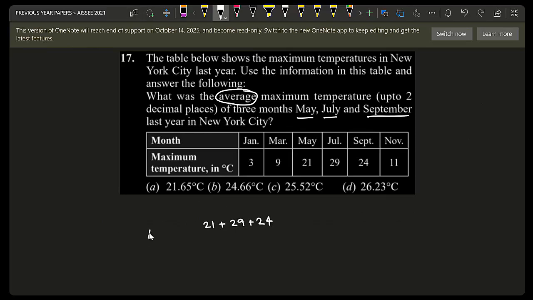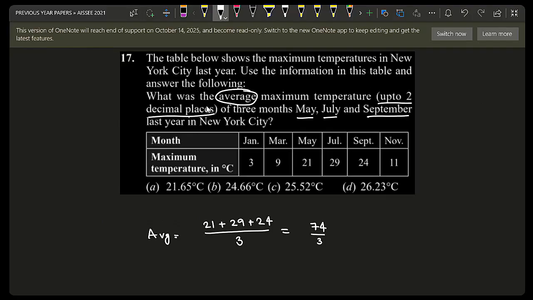So they're asking average. Average formula is sum of observations by number of observations. How many observations are there? 3 are there. Let us simplify. So 21 plus 29 is 50. 50 plus 24 is 74. 74 by 3. Now they are asking for 2 decimal places. So how to round off to 2 decimal places?